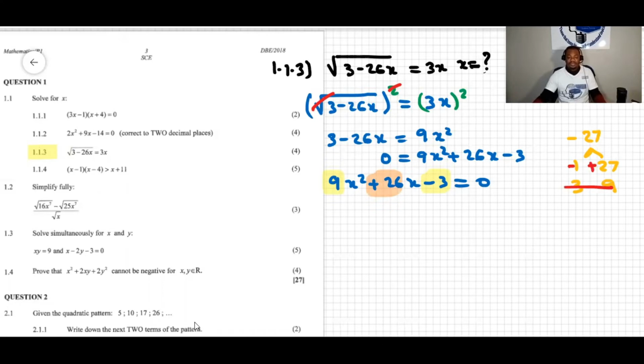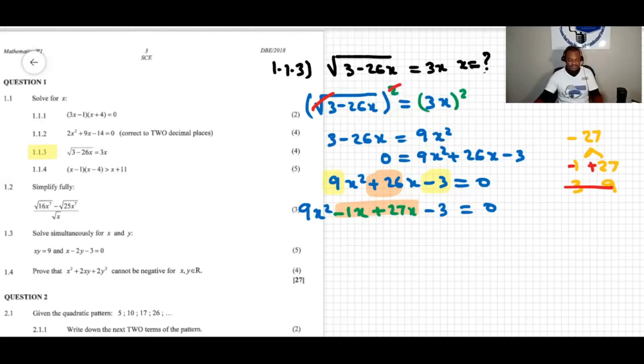Then we are going to split the positive 26x into 2 terms. This can be written as 9x squared minus 1x plus 27x minus 3 equal to 0. You notice that this is just positive 26x. Now that we have 4 terms, we can factorize this by grouping the first 2 with the last 2.